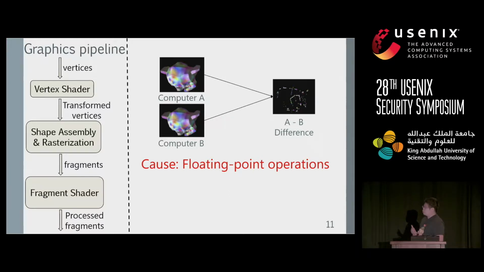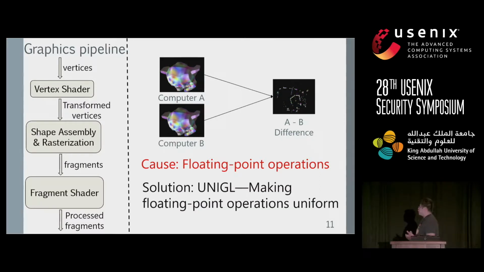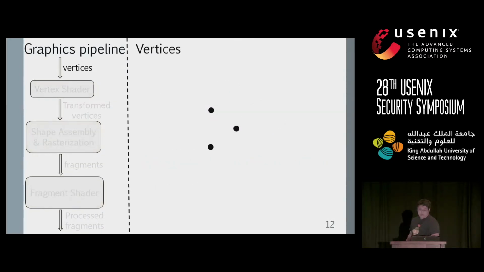According to our research, we found that floating point operations cause the difference, and every graphics pipeline step has this problem. Thus, we created a system named UniGL to make the floating point operations uniform. We will talk about them one by one. First is the vertices, just the point information.